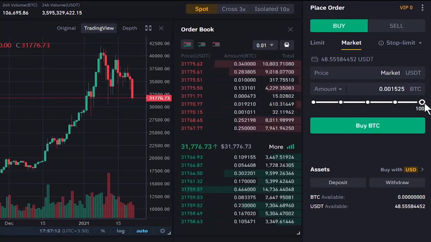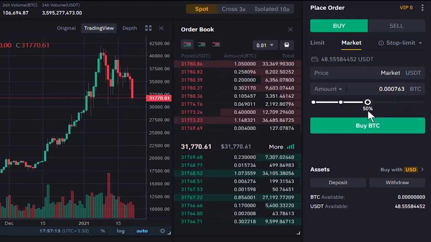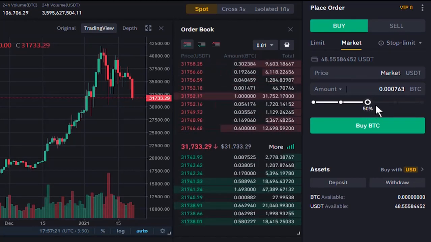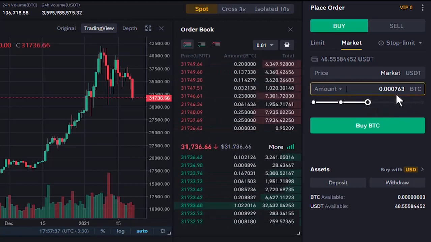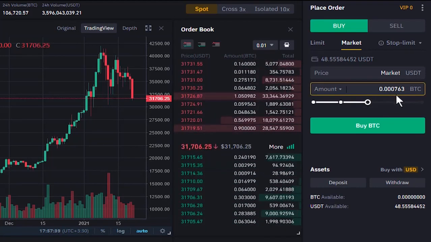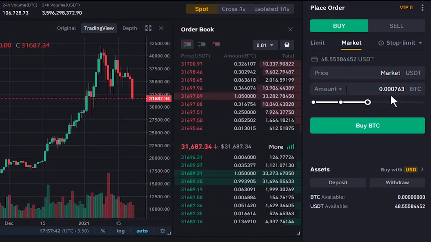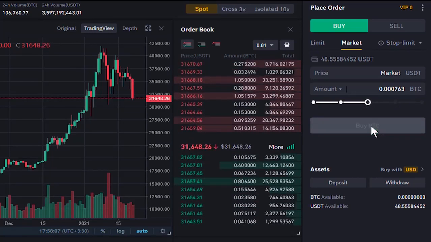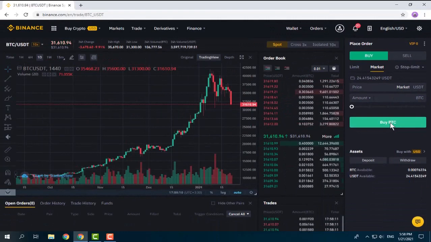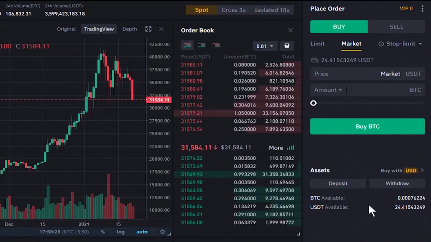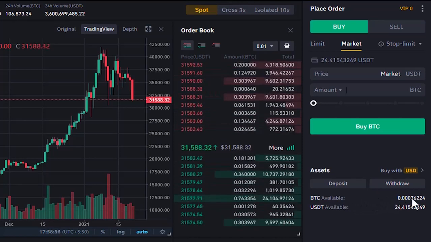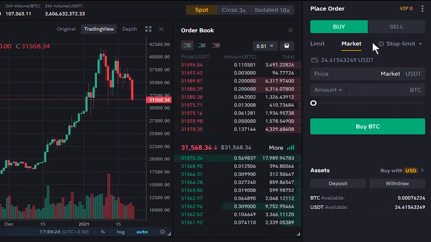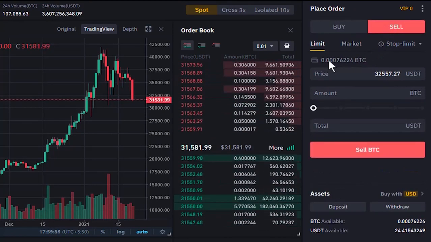Okay, let's for example set it on 50%, and this means that we're going to buy BTC at the current price of the market with half of our available Tether. And here it shows that with half of our available Tether, we can buy something like 0.0007 Bitcoin. And simply by clicking buy BTC, as you can see, it's done and we have bought Bitcoin. And now, as you can see here in the assets, we have Bitcoin available. Because now we have BTC, we can sell the BTC. If we go to sell tab, you can see that we have Bitcoin available to sell.